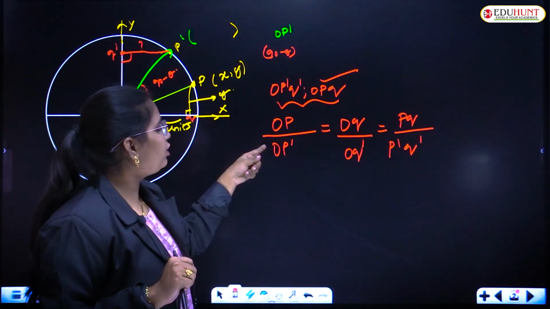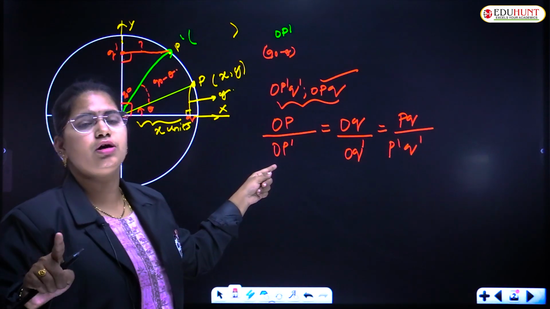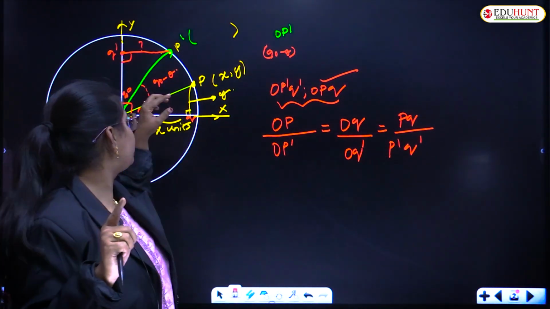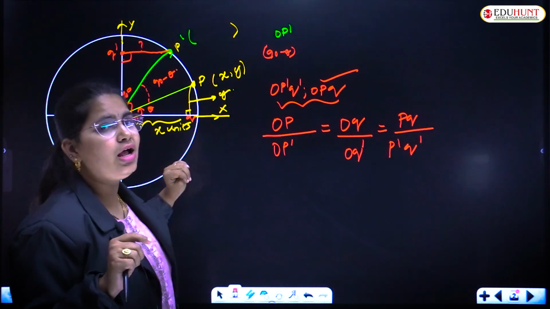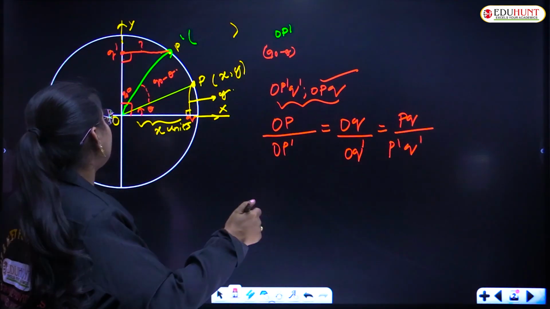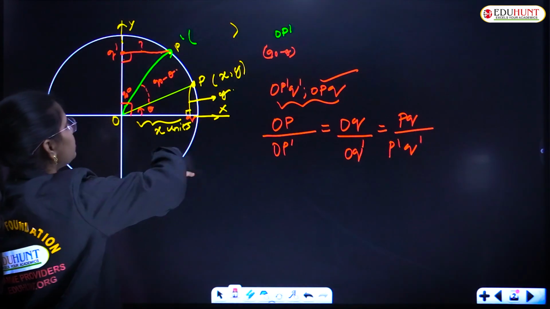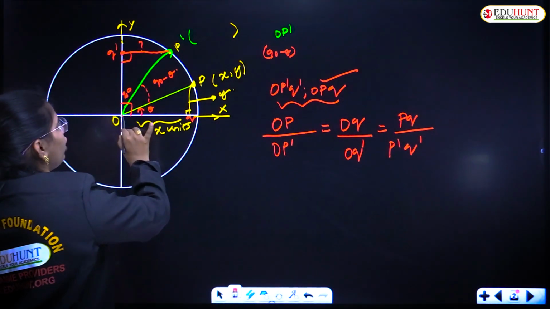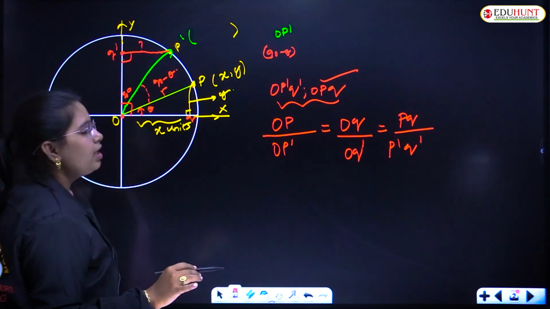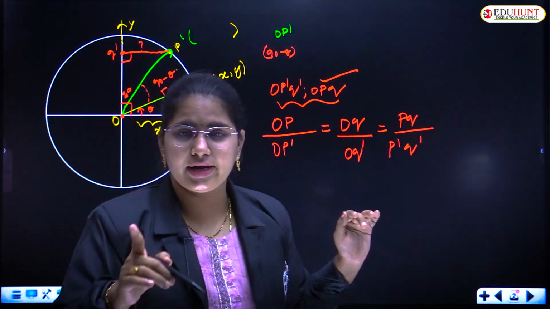So OP and OP dash are both hypotenuse sides, and at the same time these both also represent the radius of the circle. So this is the circle, and can I take the distance from the origin to the point as the radius of the circle? Let that be R. Can I take it like that?